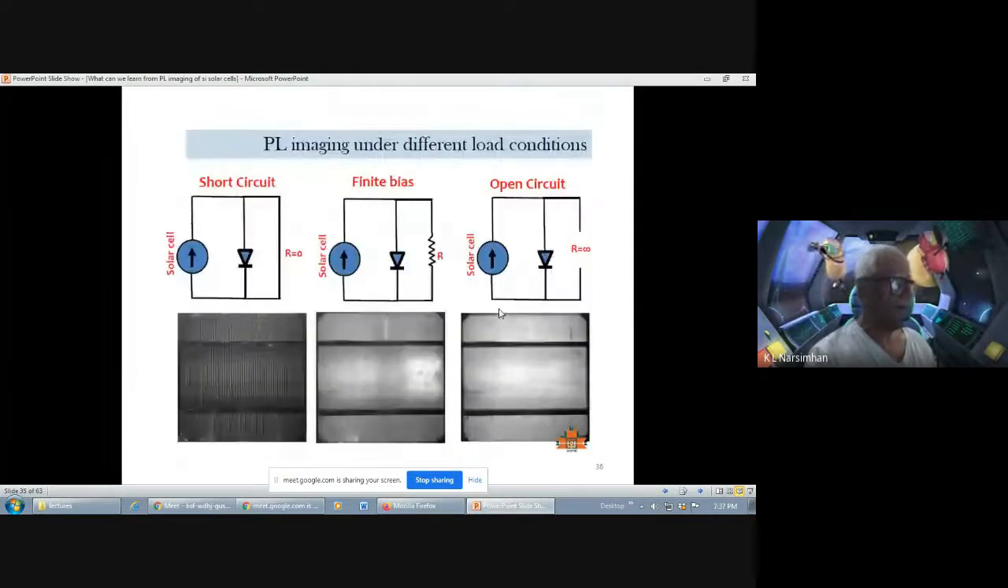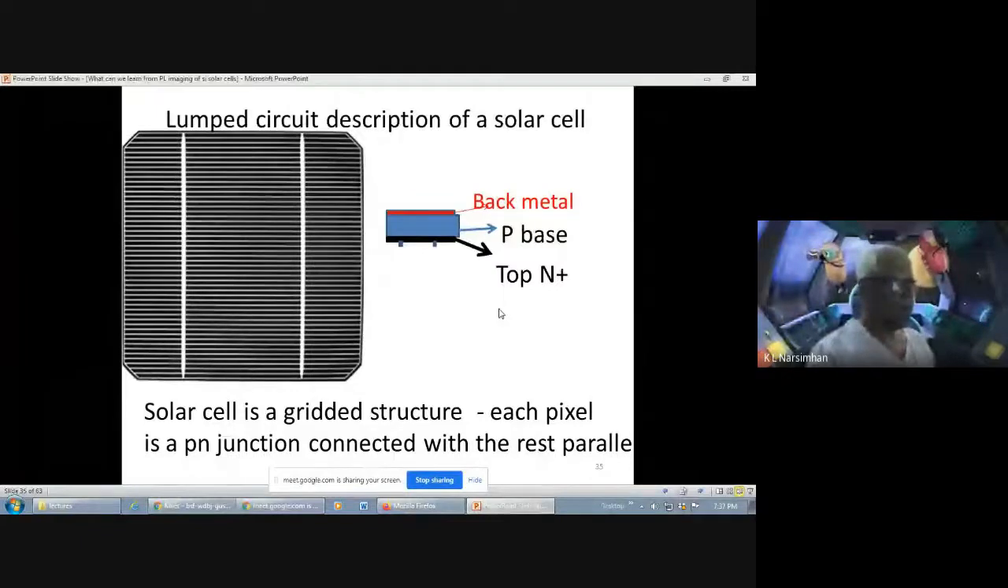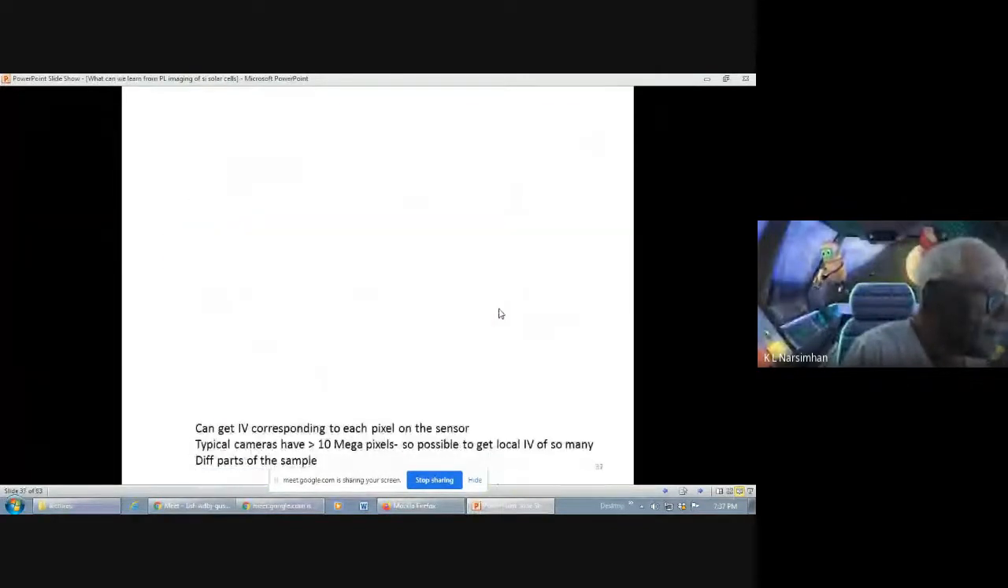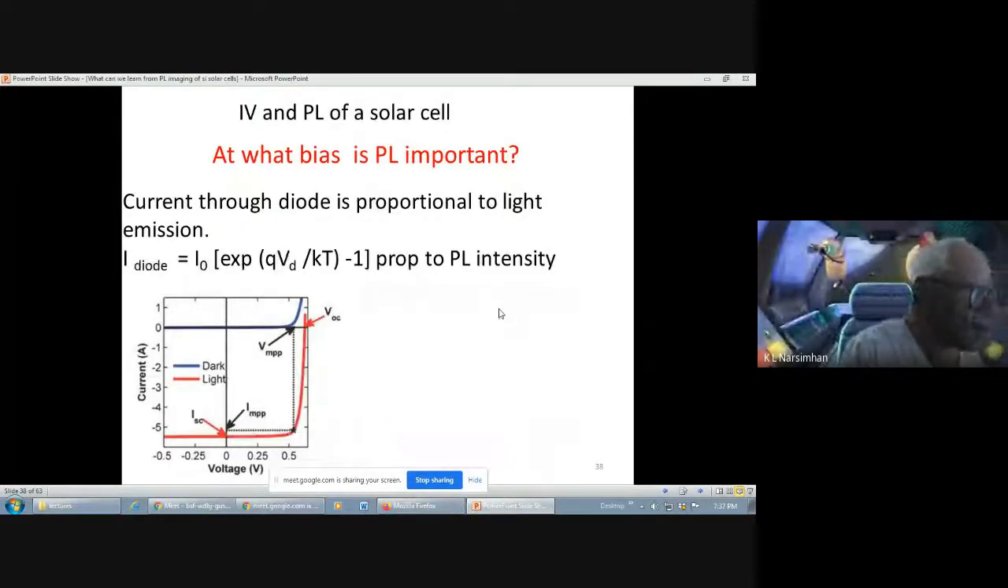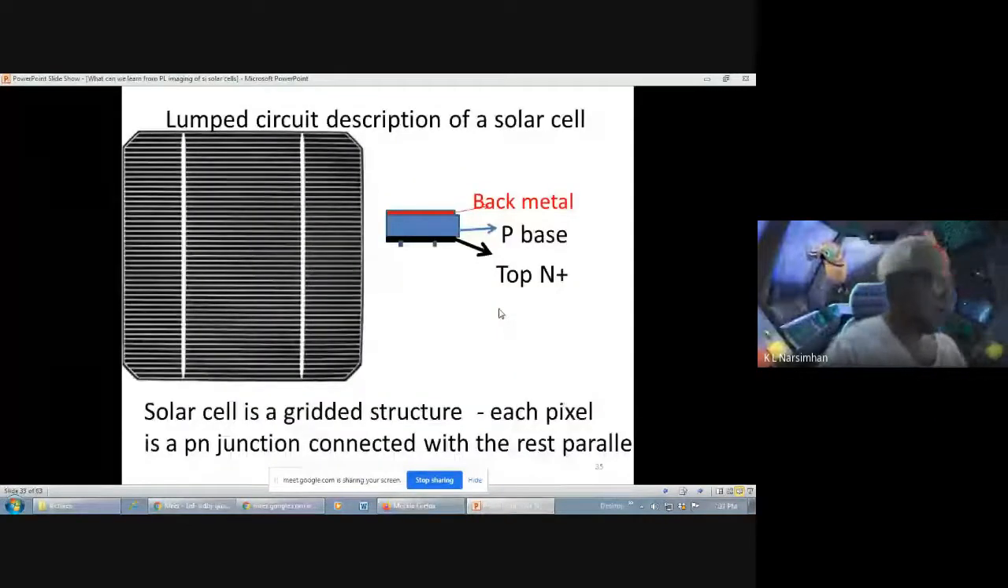Okay. I'm going to give you some different kinds of examples. Again, here is my solar cell. When you look at it from the top, and when you look at it from the side, this is the P-type material, this is the N+, this is the back metal, and this is the PN junction.